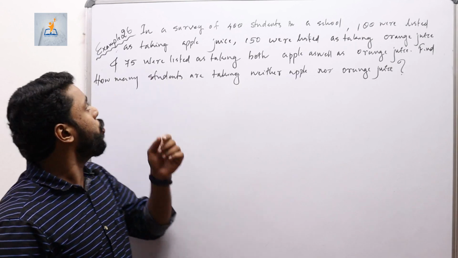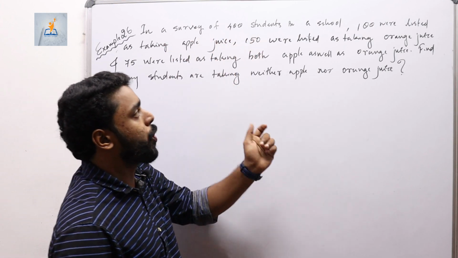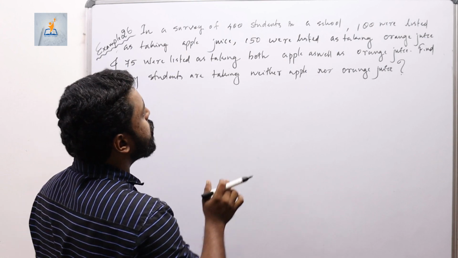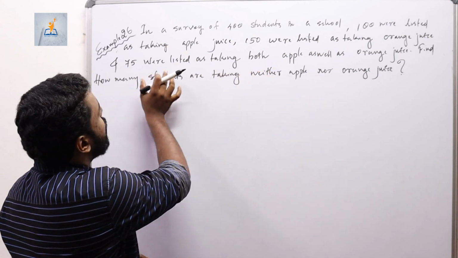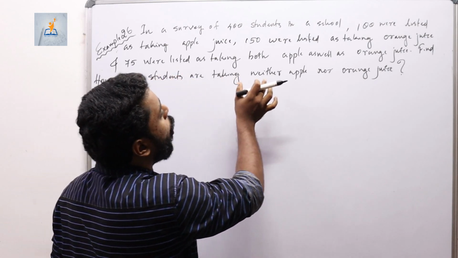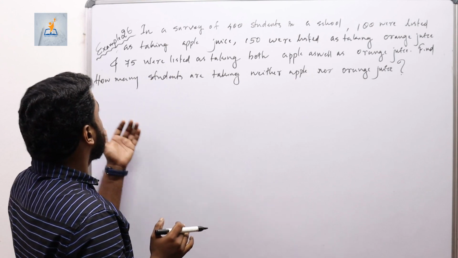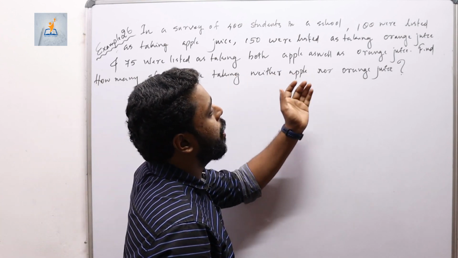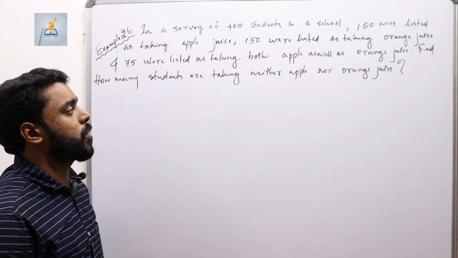Now, coming on to example number 26. In a survey of 400 students in a school, 100 were listed as taking apple juice, 150 were listed as taking orange juice, and 75 were listed as taking both apple as well as orange juice. We are asked to find the number of students taking neither apple nor orange juice. So this is a little bit tricky question.